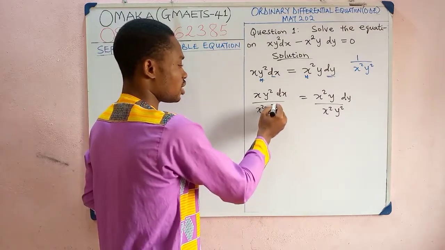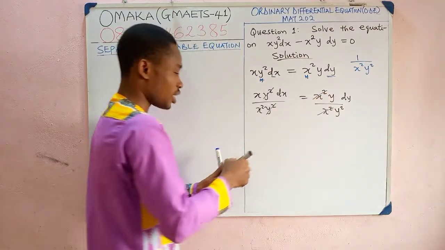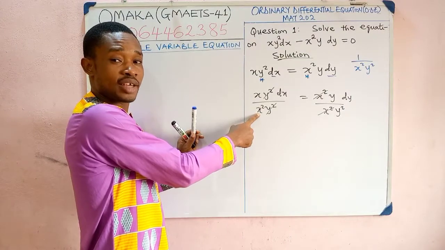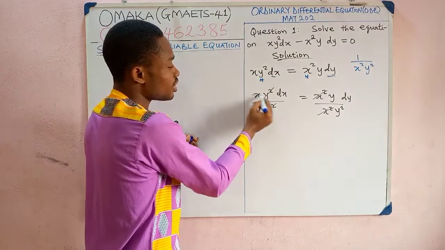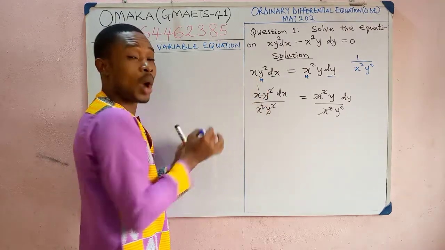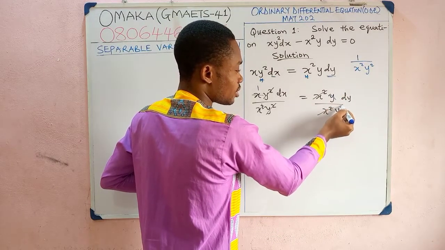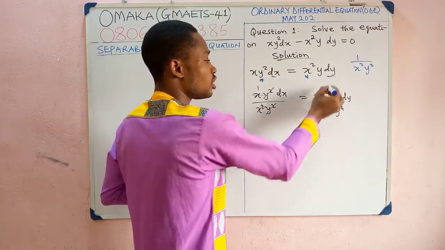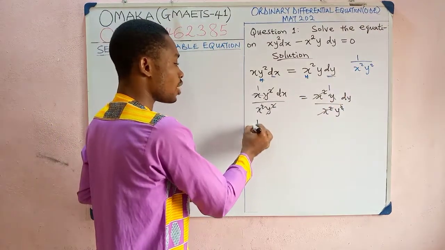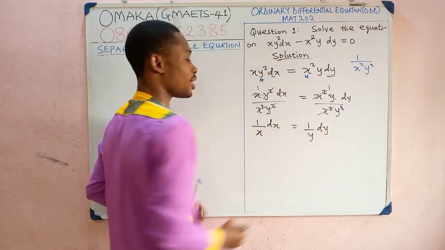Having separated this, we cancel this y squared, and we cancel this x squared. Now watch something. This x in the denominator is x times x. You know that, is that not so? So if this x divides itself, it will cancel one of the x from there. What is left in the numerator now is 1. And then here, the same thing. This y will cancel one of the y from the denominator. Then in the numerator, it will be left with 1. Having done that, we now have 1 over x dx equal to 1 over y dy.